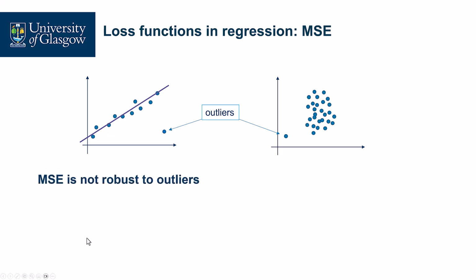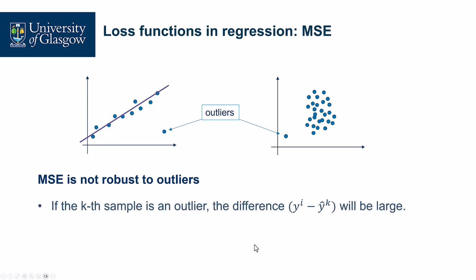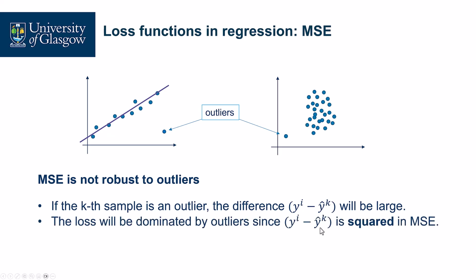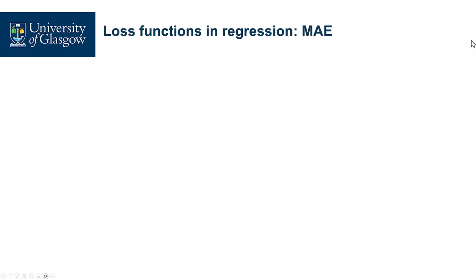So why? If one sample is an outlier, given this x, the predicted value should be here, right? But the real value is here. So this error is very large compared to other data. So this one could dominate the MSE loss function. And moreover, it is squared, because there is a square in the formula, right? So this is a problem of MSE. And how to solve it? We will talk about it later, right?